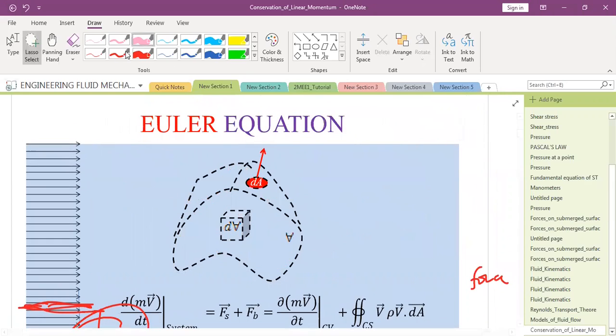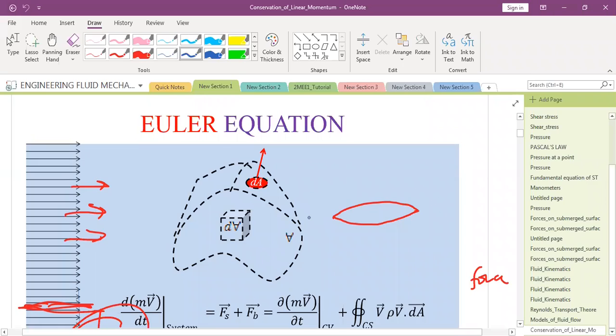Now let me know. So there was an aerofoil, or there was an object. Fluid was flowing in this direction. Now let me know what will be the... I'm drawing the streamlines.